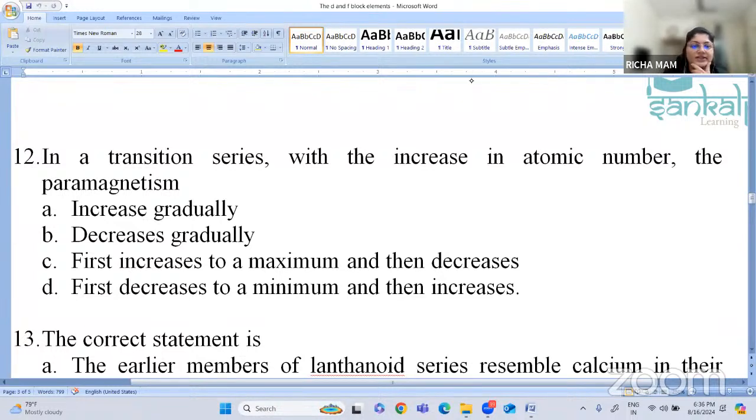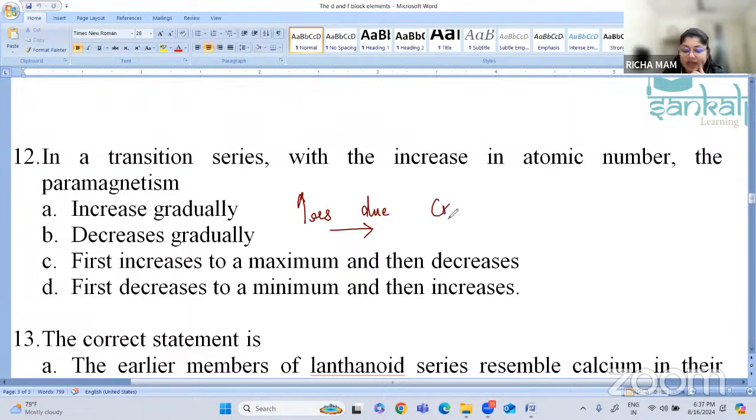Fine. So let us see now what will happen here. When we say that in a transition series with the increase in atomic number, what will happen to paramagnetism? The paramagnetism will first increase. Why? Due to the increase in unpaired electrons. As you proceed from left to right, there will be an increase in the number of unpaired electrons.